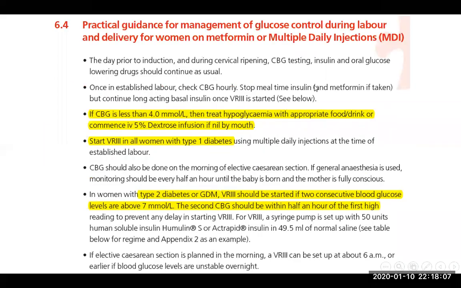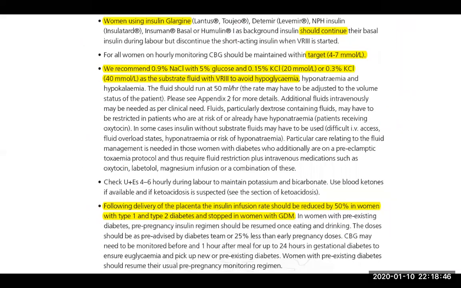During delivery and labor, in a patient on metformin or MDI it is the same. If blood glucose is less than 4, we must treat hypoglycemia with appropriate food, drink, or commence intravenous 5%. Here they recommend 5% dextrose infusion if nil by mouth. And of course, start variable rate in every case of type 1 diabetes. In case of type 2 or GDM, the variable rate intravenous insulin infusion should be started if 2 abnormal values are more than 7. We must start variable rate intravenous insulin infusion and increase or decrease the dosage according to the blood glucose monitored every 1 hour.